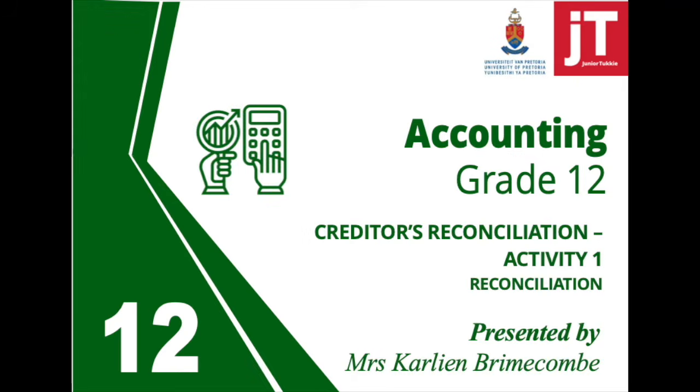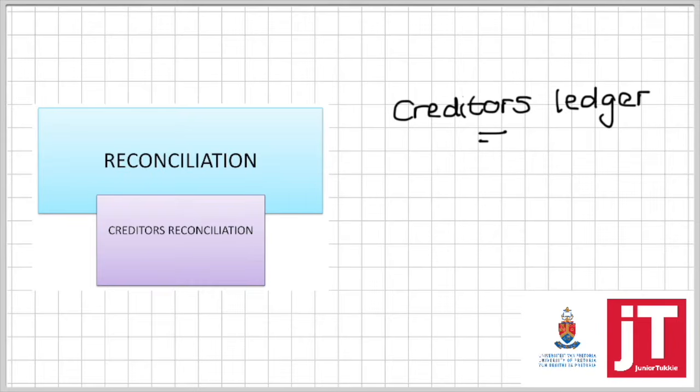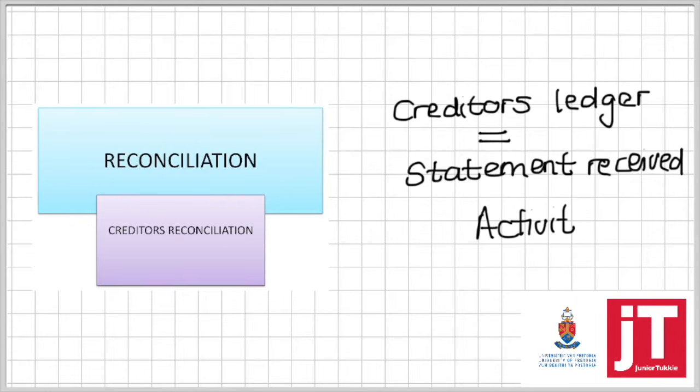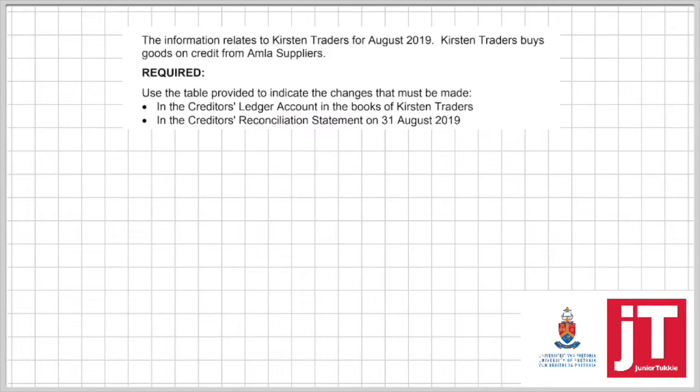Good day. We are going to look at Creditors Reconciliation, where the creditor's ledger must be equal to the statement received from the supplier. The information relates to Kirsten Traders for August 2019. Kirsten Traders buys goods on credit from AMLA suppliers. Use the table provided to indicate the changes that must be made.